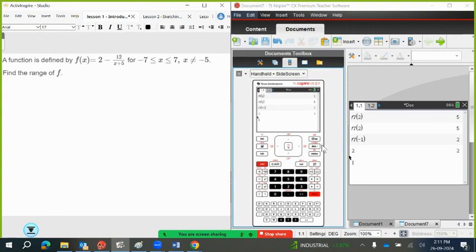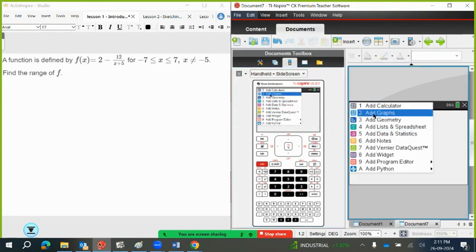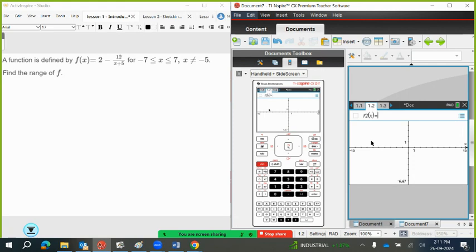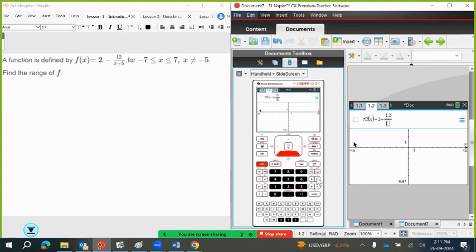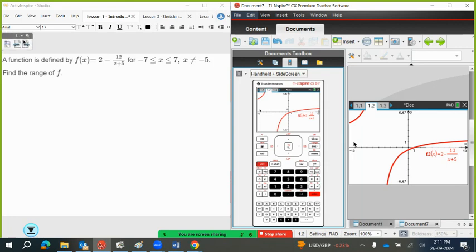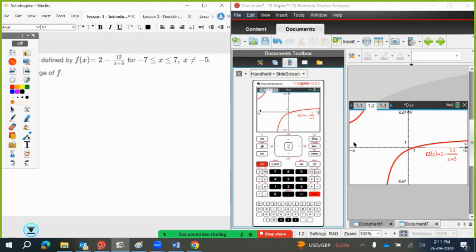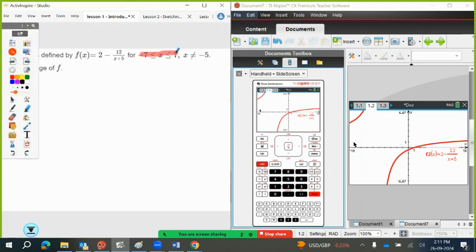So we are going to use our graph. Let's add a fresh graph. Control add page, add a graph. And we're going to start off by typing in our function. 2 minus 12 over x plus 5. Our function looks a bit like this. Only it doesn't, because what's important about this function is we're given this domain.